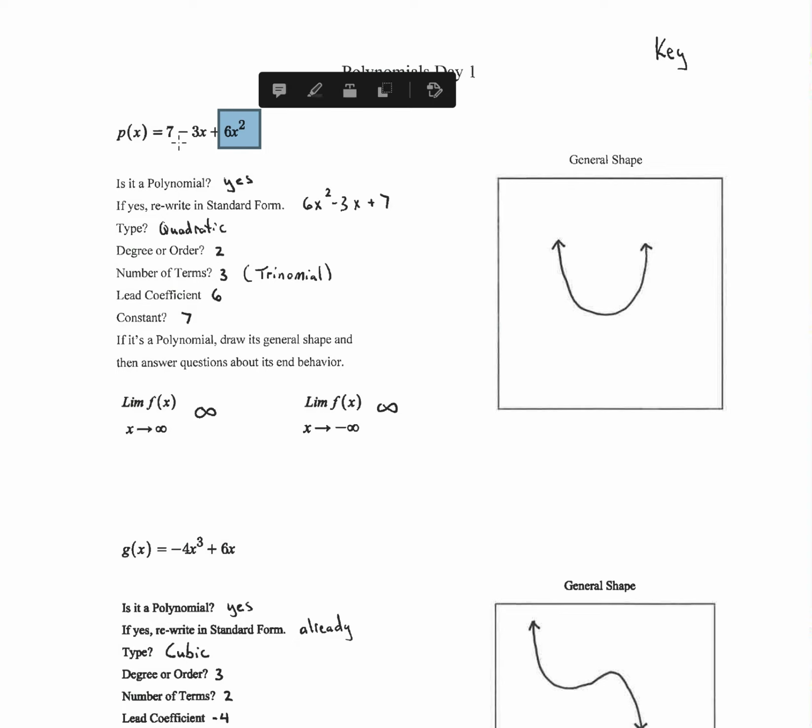And we know since 6 is positive, which we would call the lead coefficient, that's going to be a positive quadratic, and a positive quadratic looks like a nice smile. So just on this term alone, we know that it's going to have this general shape.